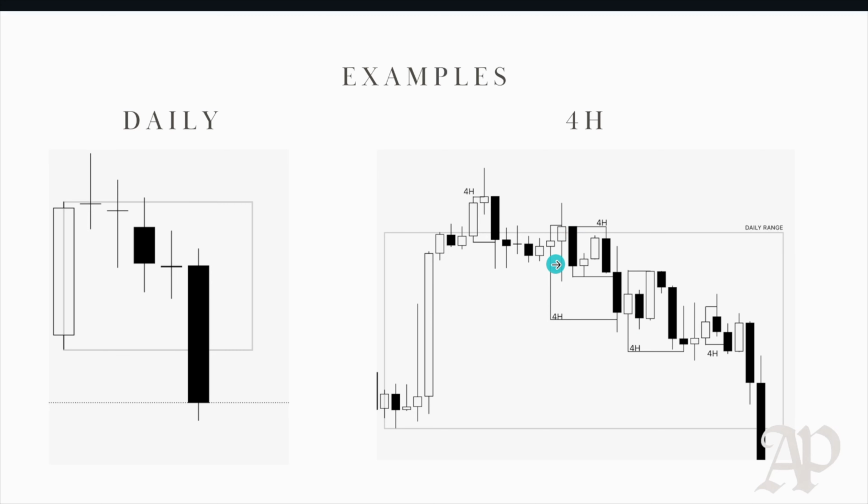Same thing as here. This candle took this liquidity, but as you can see, the third candle did take out this liquidity right here. So best case scenario, we should wait for this candle to form, and then we should be looking for shorts.